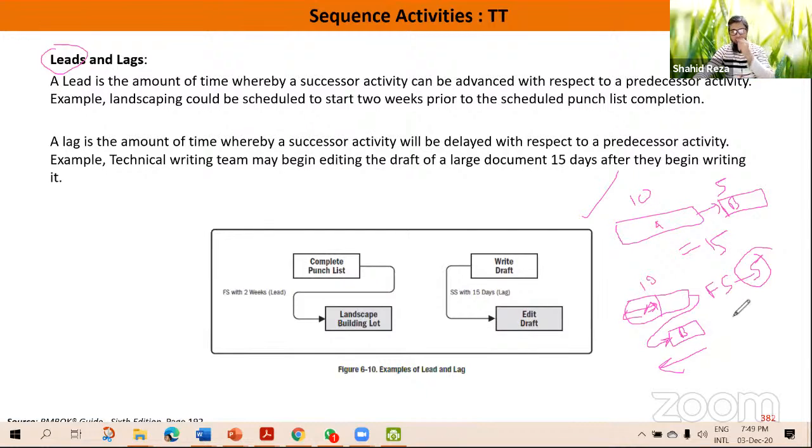So if we use lag, then this extends the time. But when we use lead, minus, then it squeezes or compresses the time. All right, so this is the difference between leads and lag.